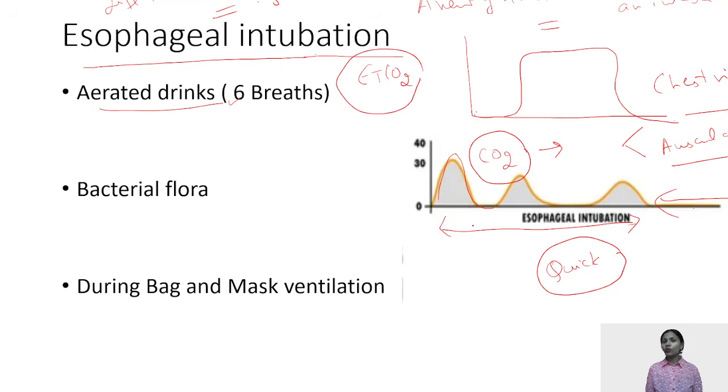And eventually if the EtCO2 graph comes like this, there is no chest rise, there are no sounds on auscultation, the dictum is take the tube out and take the patient on bag and mask ventilation. This is the management. Take the tube out, reinsert it, and before that do bag and mask ventilation of the patient. This is the second case scenario.